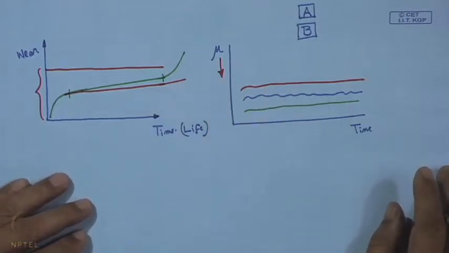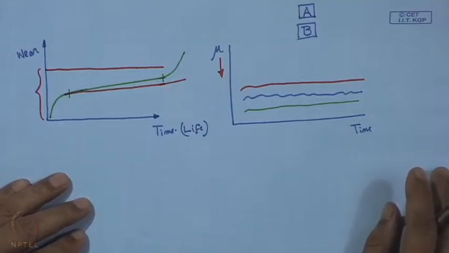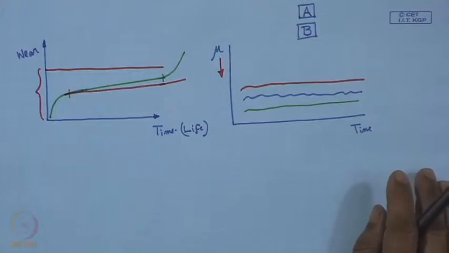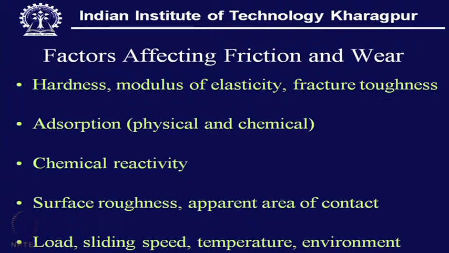Now, here we find a few of those parameters which can affect this, and they can be summarized or highlighted here. That means, these are the factors which in general affect friction and wear. If we consider only the mechanical characteristics, it is going to be hardness, modulus of elasticity and also fracture toughness. Now, when two bodies are in contact, there is also adsorption of that surface, a tendency to adsorb, and it can be a physical phenomenon or a chemical phenomenon, and that may greatly affect friction and wear.